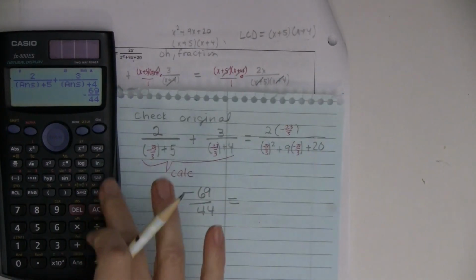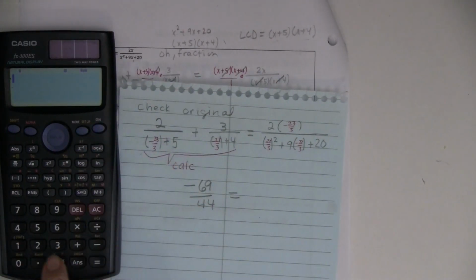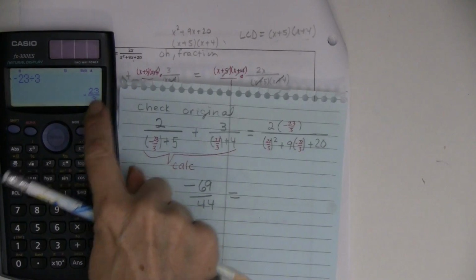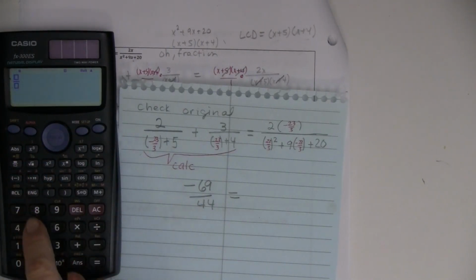So I have to do that trick again. I have to clear it and put in negative 23 over 3, right? I put it in a little bit differently that time. I put it in as a divide, but you notice when I hit equals, it's exactly what I want. And so now I can put it in as the answer.